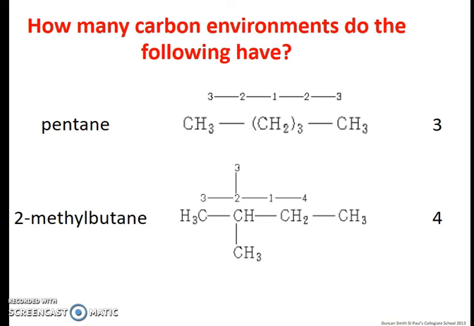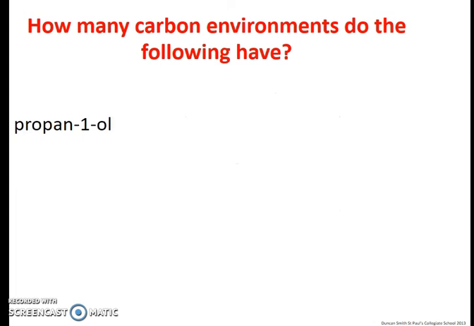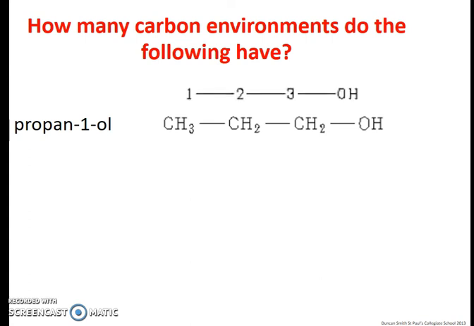So pentane, you would expect to see 3 peaks in the NMR spectrum. 2-methylbutane, you would expect to see 4 peaks. So immediately we can start to see some differentiation in the spectra between these two molecules. Okay, moving on, propan-1-ol. Here's the structure of it. Pause the video for a sec and think, how many carbon environments does it have? Did you choose 3 carbon environments? Well done. Yes, each of those carbon atoms is a different carbon environment.